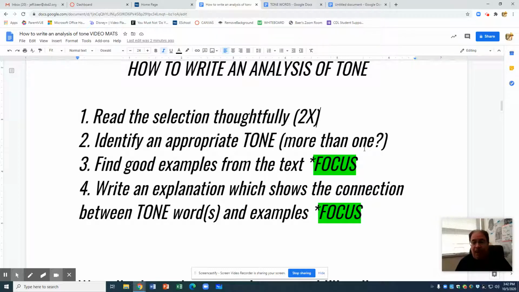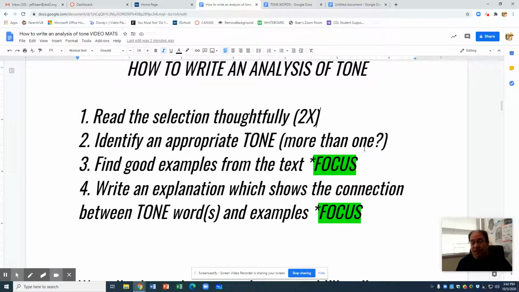Second step is then to identify an appropriate tone. In many selections, there might be more than one tone. In longer selections, the tone might change and be modified and shift over the course of an entire piece. But regardless, there's going to be at least one good tone word that you're going to want to come away with as an identifier, and that will allow you to do some writing.